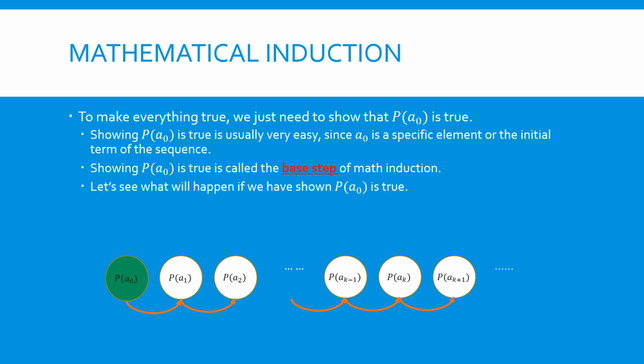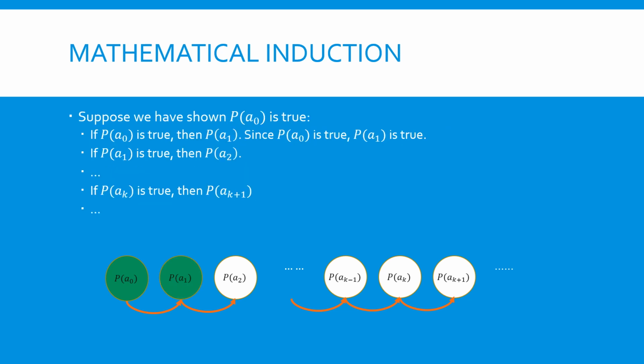The process of showing P(A0) is true is called the base step of math induction. Usually, the base step is easy, as A0 is a concrete element with a specific value. We can easily plug it into the proposition and verify its truth value. Now, say we have shown P(A0) is true and marked the very first circle in the figure green. Let's see what we can get.